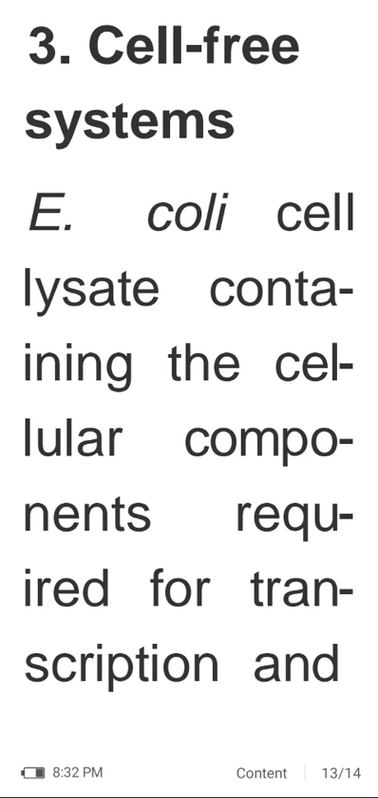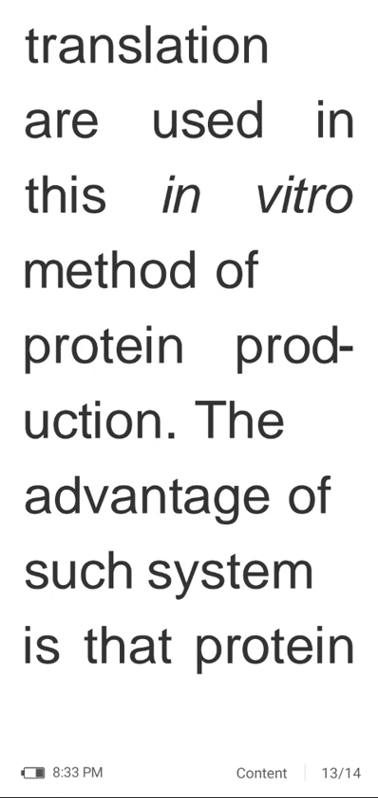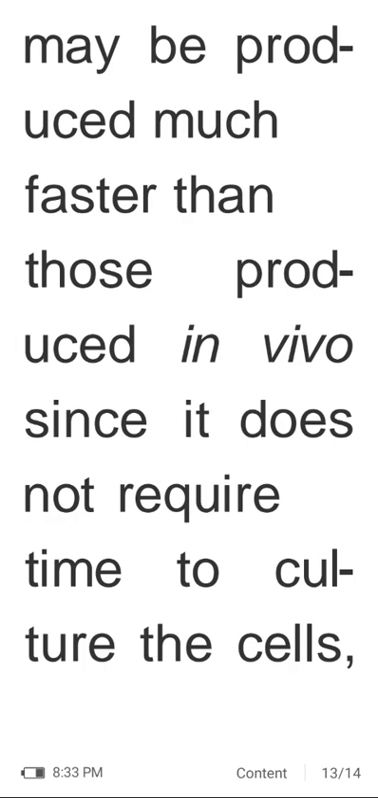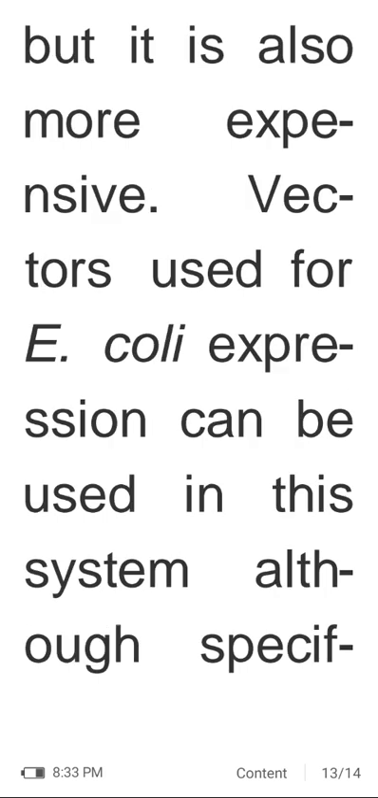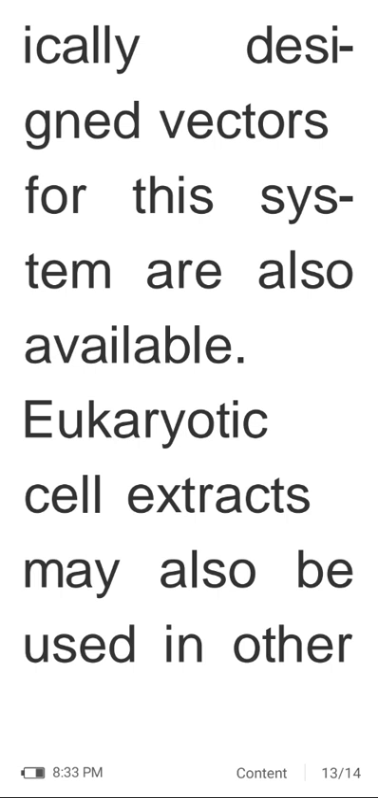Then, cell-free systems. E. coli cell lysate containing the cellular components required for transcription and translation is used in this in vitro method of protein production. The advantage of such a system is that protein may be produced much faster than in vivo, since it does not require time to culture the cells, but it is also more expensive. Vectors used for E. coli expression can be used in this system, although vectors specifically designed for this system are also available.